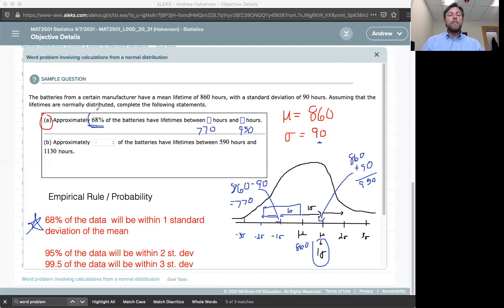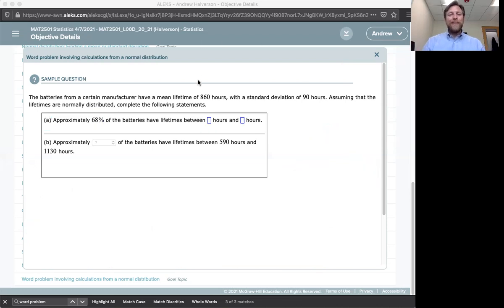We wanted 68%, so it's connecting it to 1 standard deviation left and right of the mean. And so you just take your mean of 860, add 90, and then subtract 90, and you get your endpoints. Okay, so that's the first part of the problem. Next part of the problem, let's erase all this and start over.